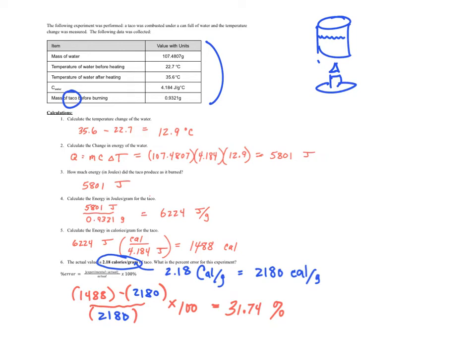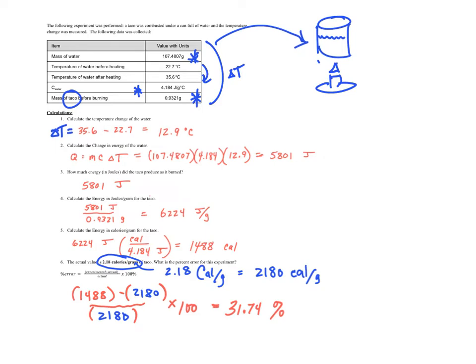They tell us the mass of the taco. They tell us the mass of the water that's inside the container. They tell us the two temperatures so we can tell what delta T is. And then they give us the specific heat of water, which is usually always known. So the questions. Number 1, calculate the change in temperature. That is our delta T. Take the final temperature minus the initial temperature, the change in temperature.